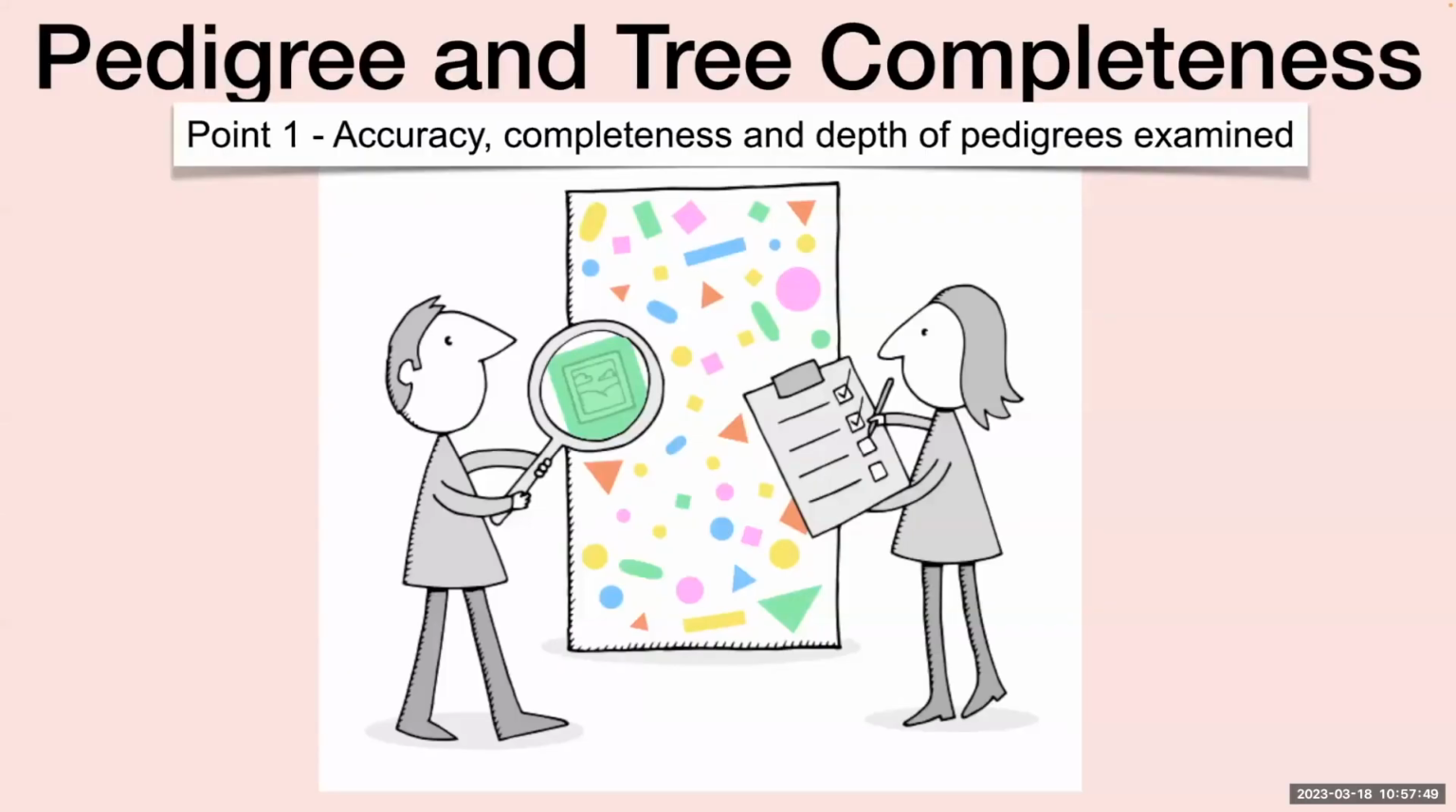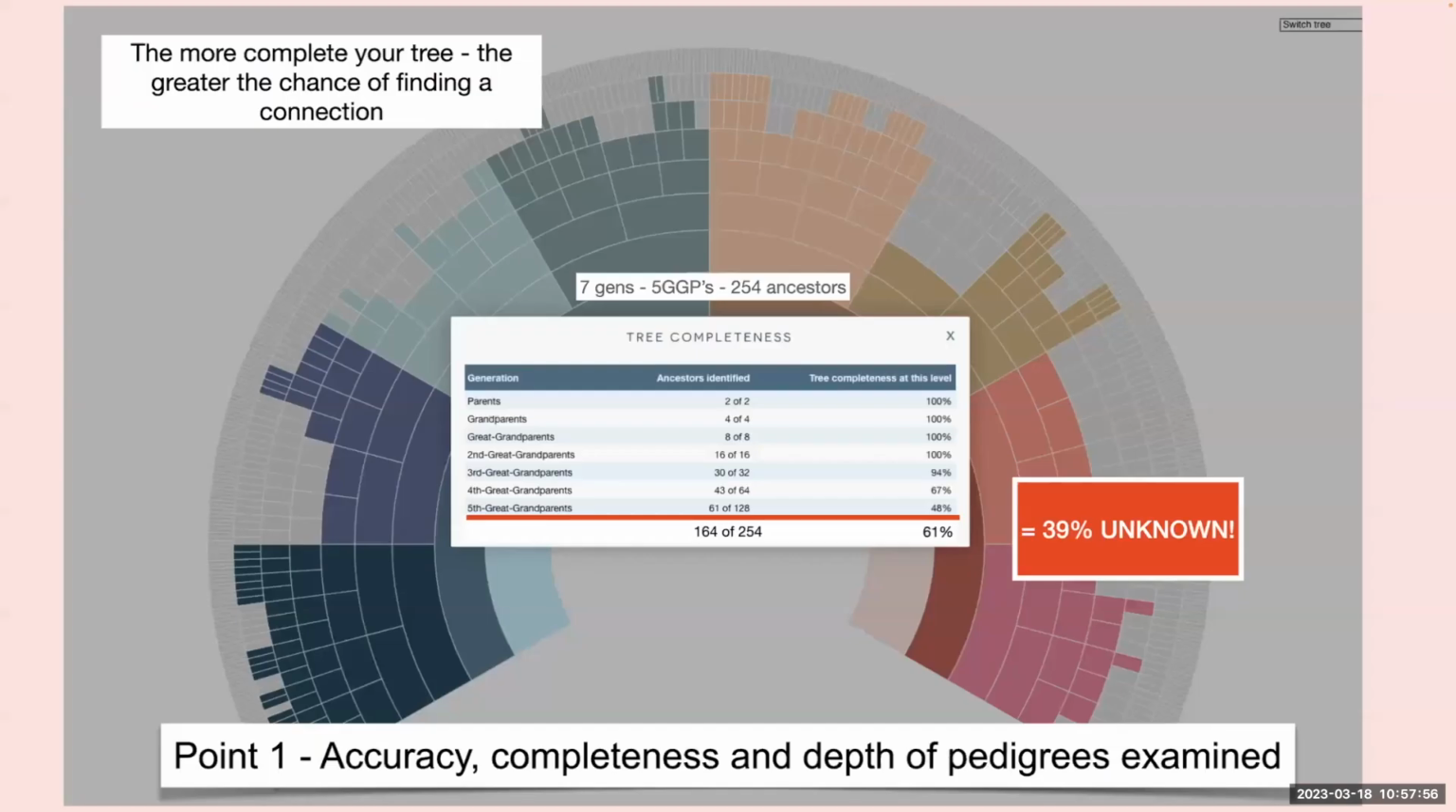So the first point in the GPS is about accuracy, completeness, and depth of pedigrees. And you may have seen this chart before, which is from DNA Painter, which is showing tree completeness. You can put in there how many ancestors you've identified, and it'll give you this little chart showing you how you're going in filling out your tree. And you can see from the image at the back there that there's a fairly well developed tree, but there are some gaps where the grey pieces are.